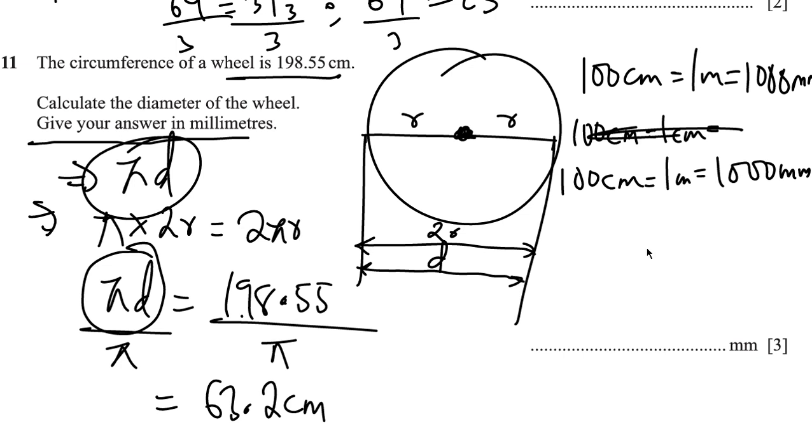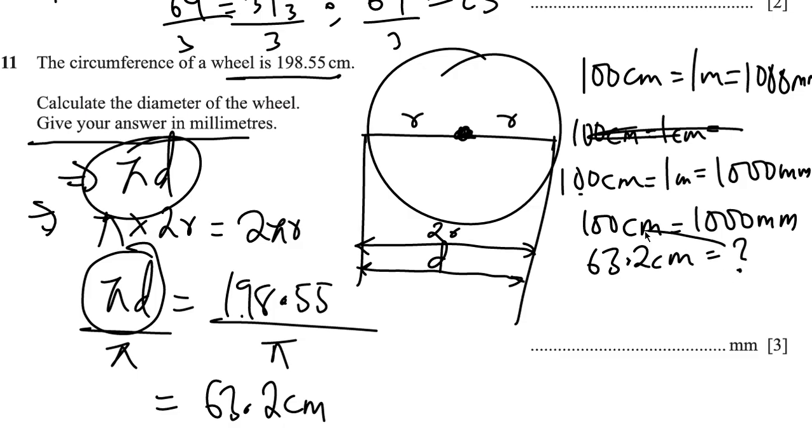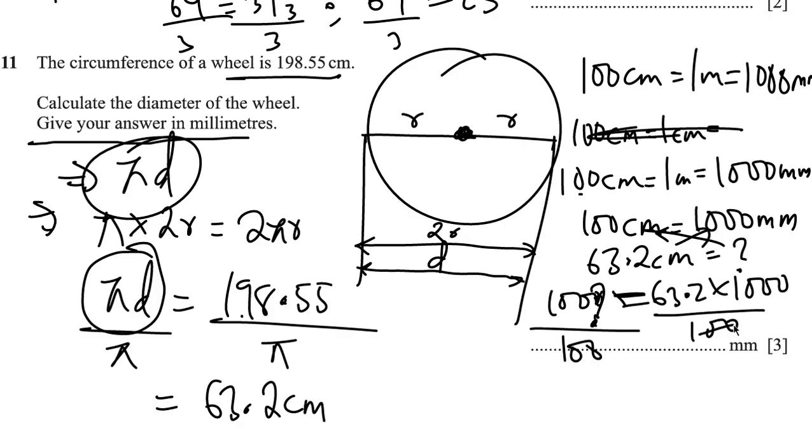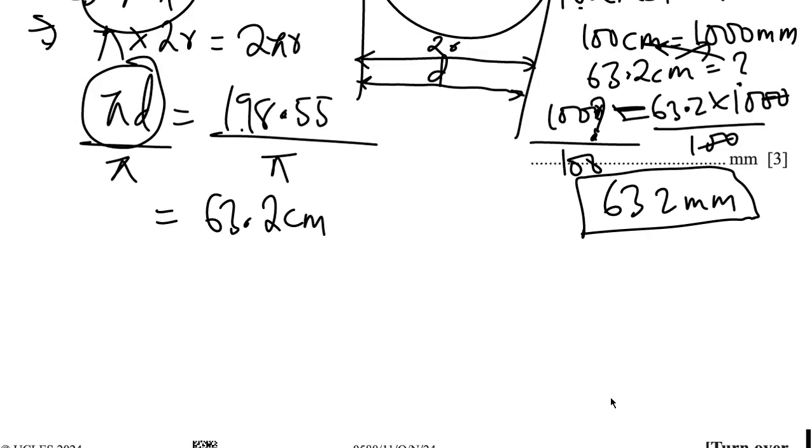So this is a trick. 100 cm equals 1,000 millimeters, right? So 63.2 cm will be equal to what? We then multiply through. Do you get that? So 100 multiplied by what we don't know will be equal to 63.2 times 1,000. To get what we don't know, we divide through by 100. So this cancels this, and 63.2 times 10 is 632 millimeters. And that is the diameter of the wheel in millimeters.